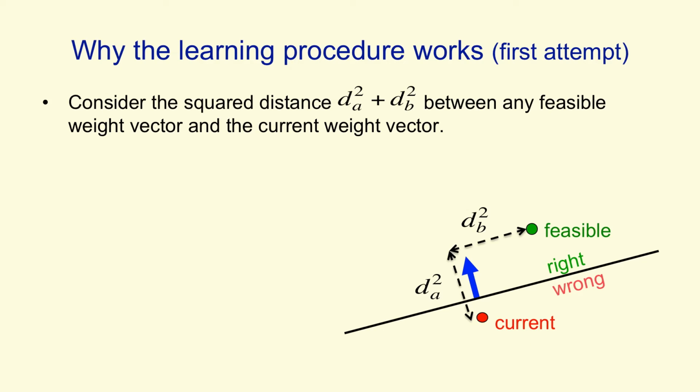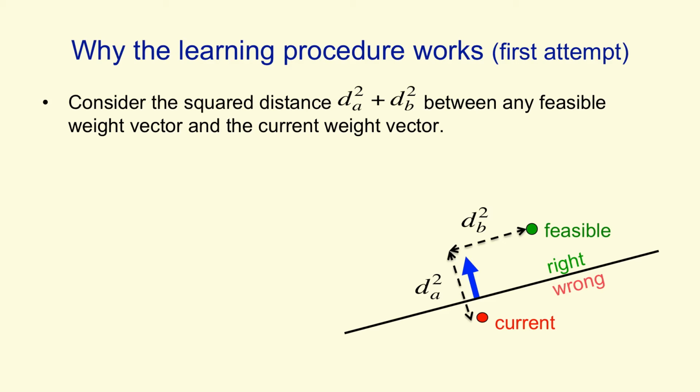So we're going to use our geometric understanding of what's happening in weight space as a perceptron learns to get a proof that the perceptron will eventually find a weight vector that gets the right answer for all of the training cases if any such vector exists. And our proof is going to assume that there is a vector that gets the right answer for all training cases. We'll call that a feasible vector, and an example of a feasible vector is shown by the green dot in the diagram.